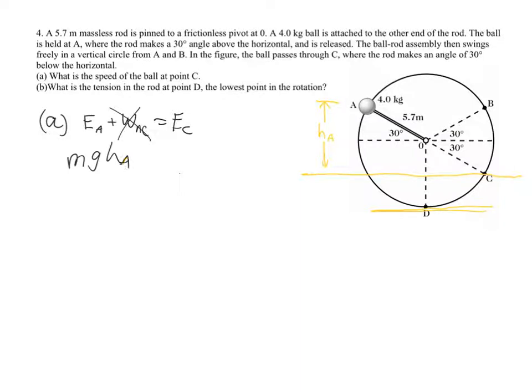So HA, okay. And then that equals, at point C now, since we're calling that 0, the only form of energy it's going to have is kinetic energy, 1/2 mv squared. And so if we want to find the speed there, we can just solve. Cross out our m's. V is just going to be equal to the square root of 2gHA.